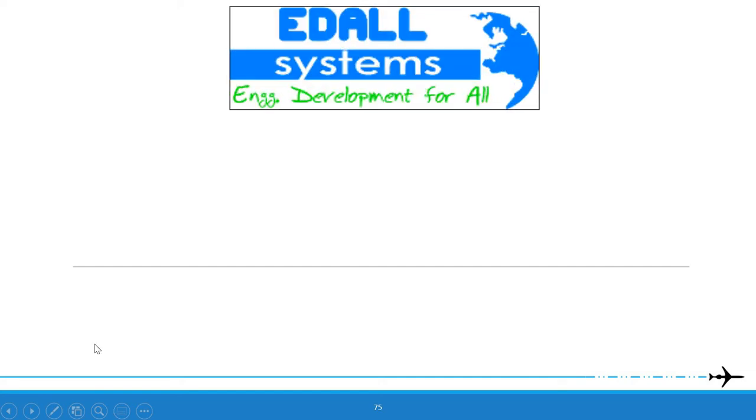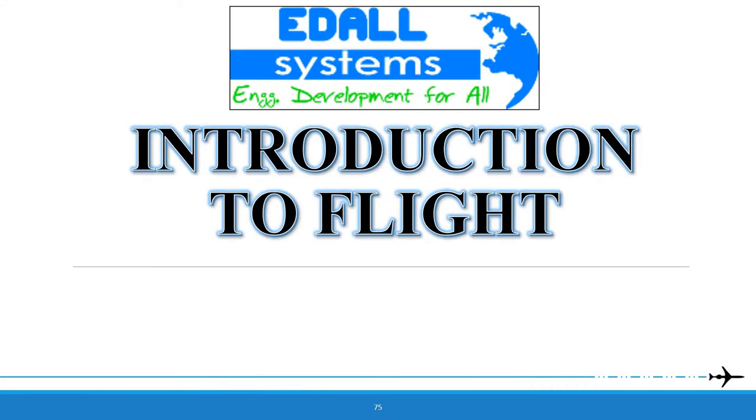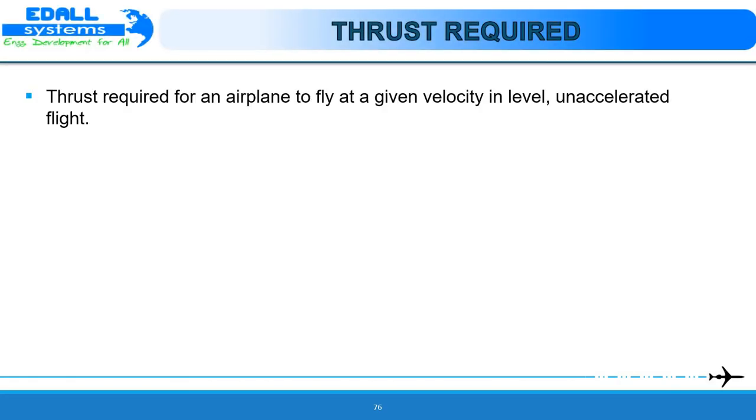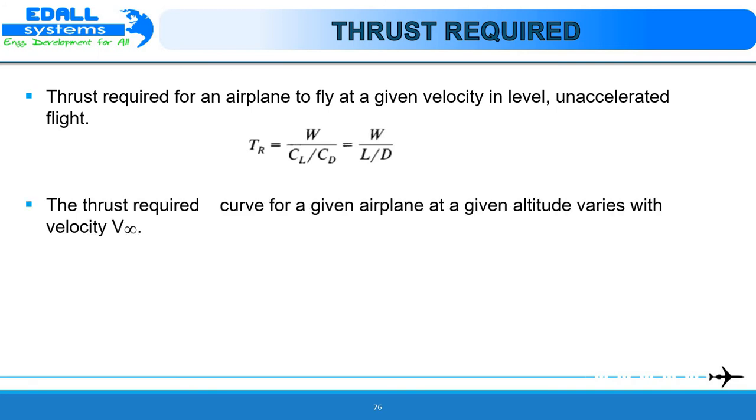In our previous session, we had seen equation of motion and static and dynamic performance. Let us start off with thrust required in this session. Consider an aeroplane in steady level flight at a given altitude and a given velocity. For flight at this velocity, the aeroplane's power plant must produce a net thrust which is equal to the drag.